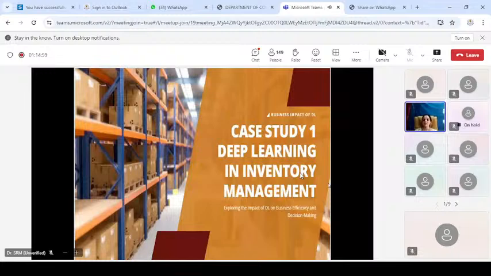So let us discuss through this case study what is deep learning in inventory management a little deeper. Are we ready? Yes? No? Shall we discuss this case study? How deep learning is helping in inventory management? Yes, I see a few thumbs up here. Thank you.